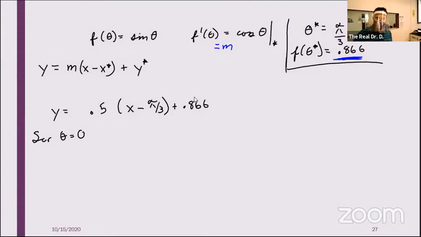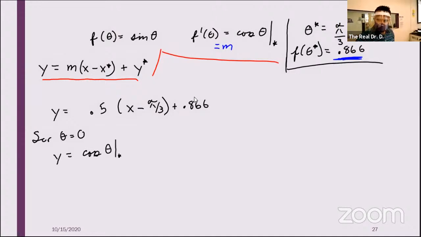If I use this same format and these equations up here, I've got y is equal to the cosine of theta evaluated at star times x minus 0 plus the sine of 0, which is 0. Cosine of 0 is 1. So it turns out y is equal to x, but x is just what?